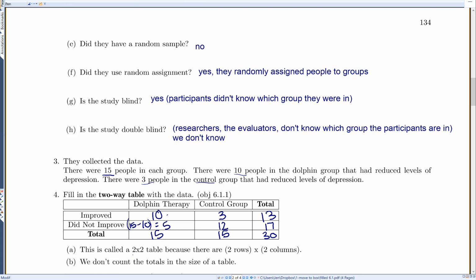Now this is called a 2 by 2 table because there are 2 rows by 2 columns. And we say by. We don't say times, we just say by. So it's a 2 by 2 table. We don't count the totals when we're looking at the size of a table.